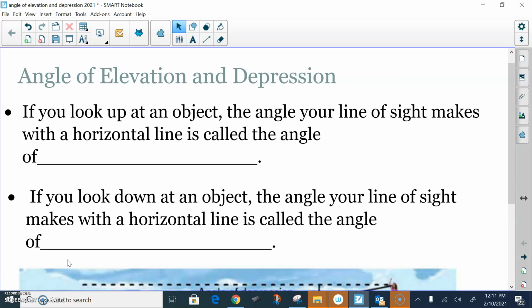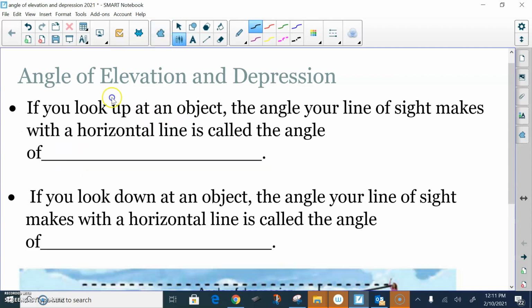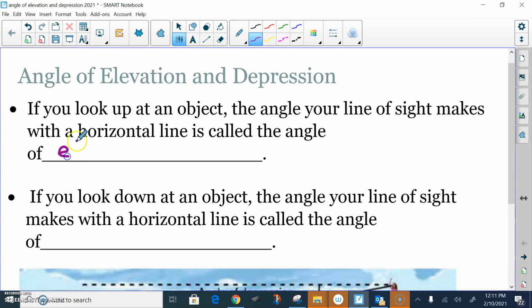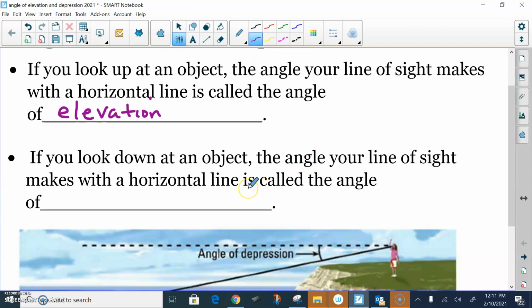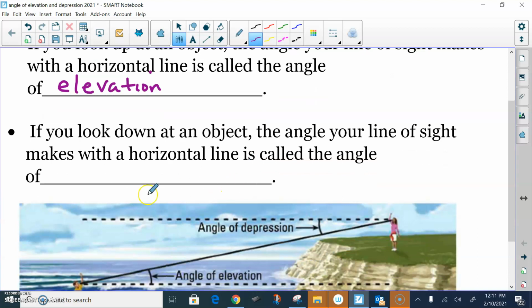If you look up at an object, the angle your line of sight makes with the horizon. So if you look straight out, of course you're at 0 degrees. If you look up, that line of sight is now called the angle of elevation. But if you look down at an object, if you're looking straight out again, that's going to be 0 degrees. But when you look down, the angle your line of sight makes with the horizon is called the angle of depression.